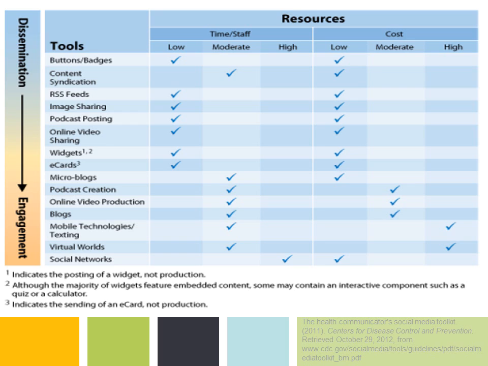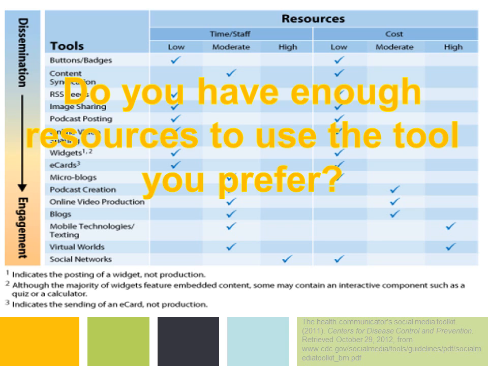Which brings us to our next slide. This table is a quick guide on how many resources are used for each type of social media. So if you look at buttons and badges, that's on the low end. E-cards on the low end. Some of the moderate stuff like podcasts and online video production, blogging, that takes a lot of time. Virtual worlds and social networks is kind of like in the medium high. So that just gives you an idea. So again, something to think about beforehand is how much time and effort your group can afford for whatever type of social media they are interested in or think is the best fit.